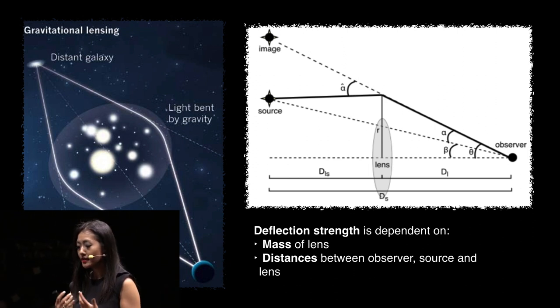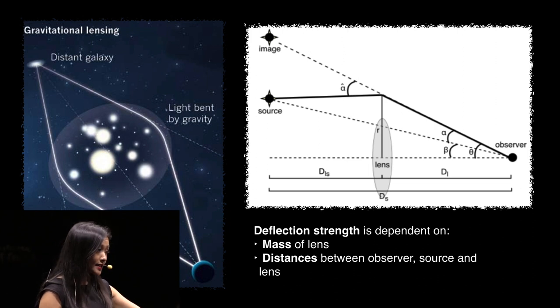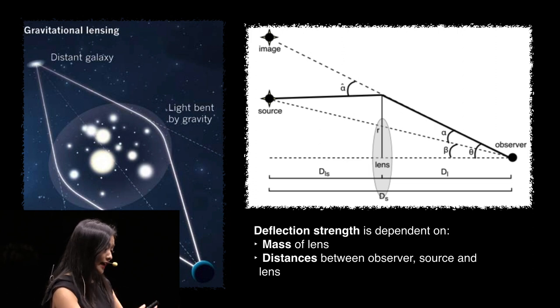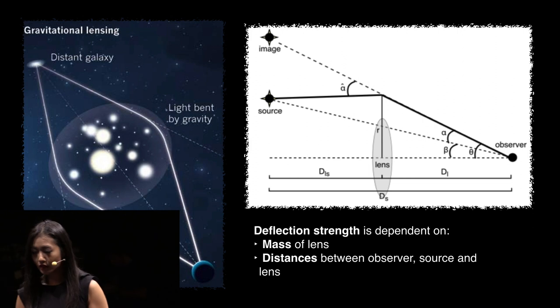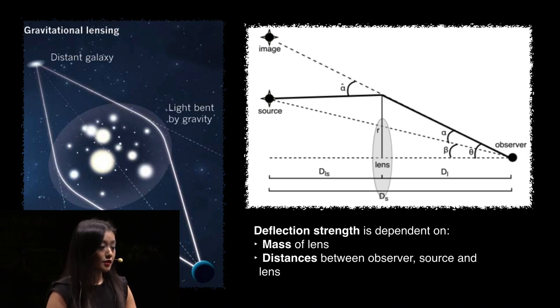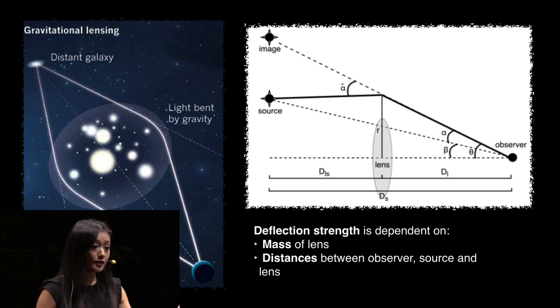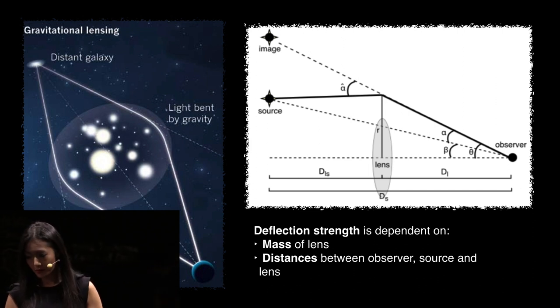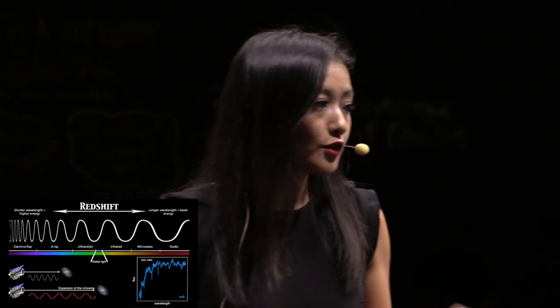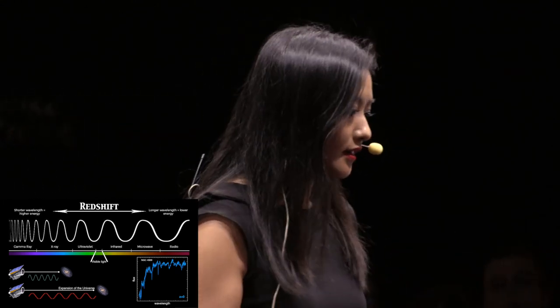And the second thing is the distance between the observer, the source galaxy, and the lens, or the galaxy cluster, whatever is in between. So the distances are also sensitive to the geometry of the universe. So the distance to a galaxy will be very different depending on if we have a flat universe or a curved universe, for example. But of course, we don't have any space rulers to measure the distance of a galaxy.